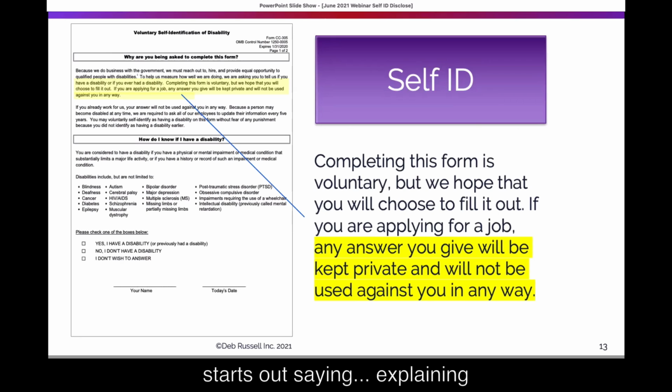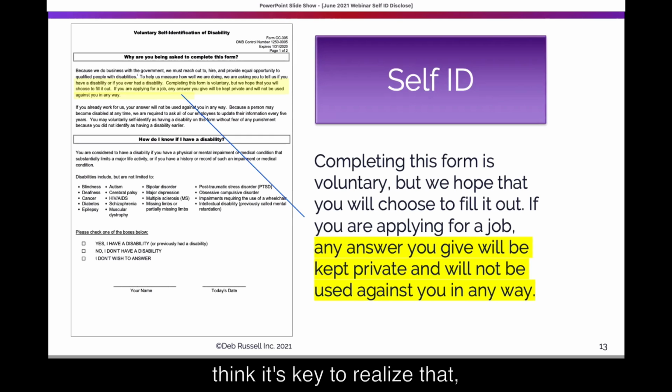It starts out explaining why the applicant is being asked to complete the form. And then it says that completing the form is voluntary, that the information will be kept private, and that it won't be held against you. Then they give examples of disability and offer the opportunity to say, yes, I have a disability, or previously had one; no, I don't have a disability; or I don't wish to answer. And then you add your name. This has been incorporated into electronic applications now, so it looks just like this, but it's not a piece of paper anymore.